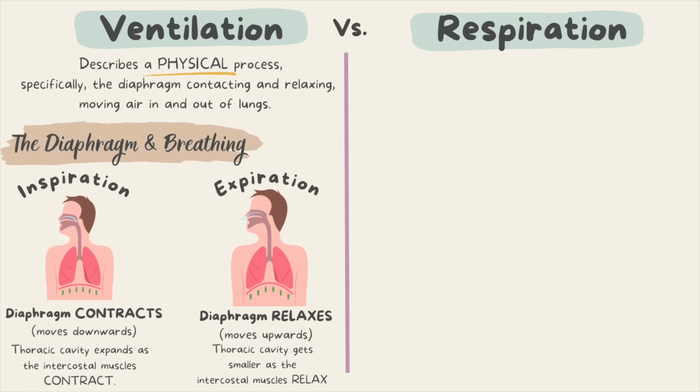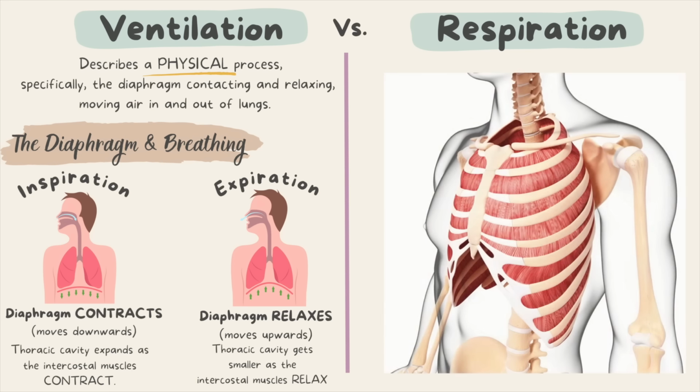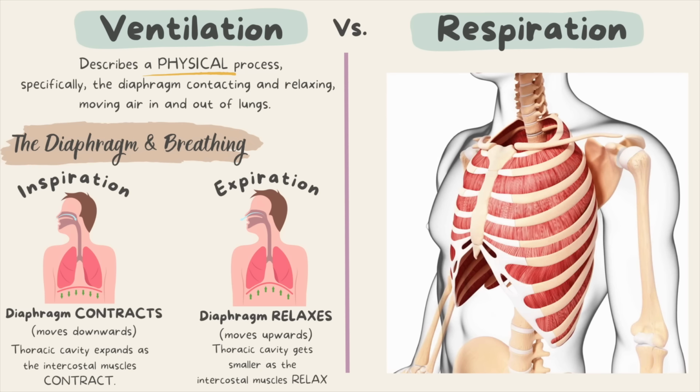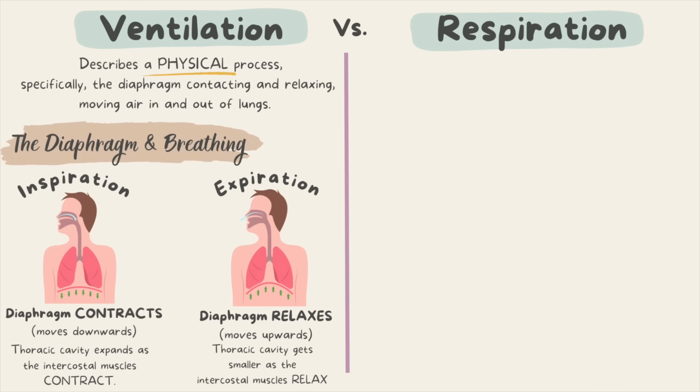During inspiration, the diaphragm contracts, moving downwards. This allows the thoracic cavity to expand as the intercostal muscles contract. So where are the intercostal muscles? Intercostal muscles are between your rib cage, and when they contract, they move the thoracic cavity upwards and outwards.